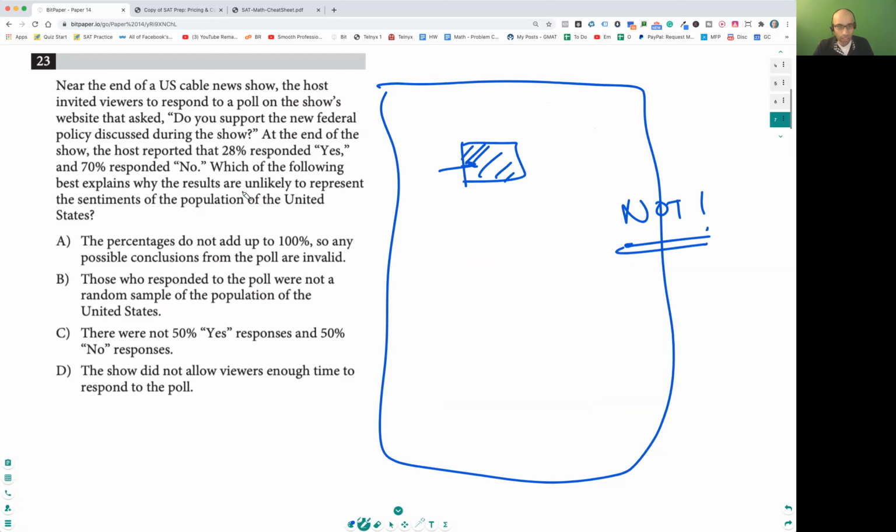Okay. So that's why they're unlikely to represent, because they're not a random sample, right? Because they're located in one piece, right? Maybe they're located in New York City, where I am from, right? But if they were separately all over the US, right? Then it would be a representative set. Okay, that's why B is the correct answer. Okay, let's move on. Very easy question.